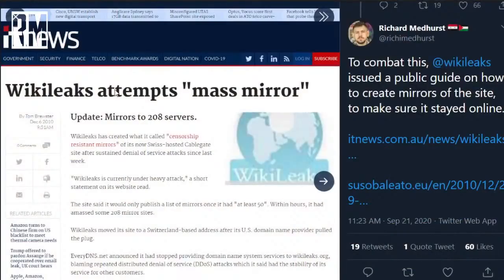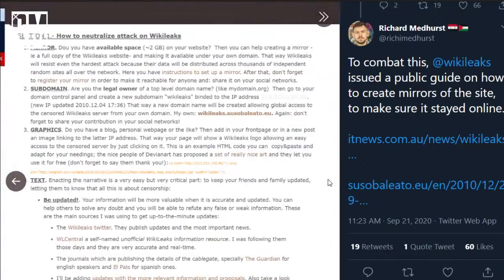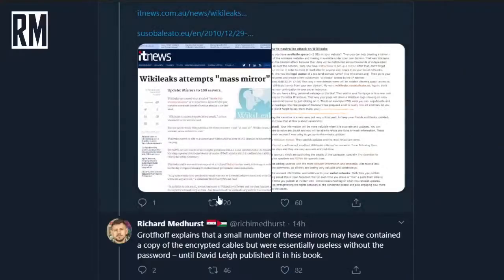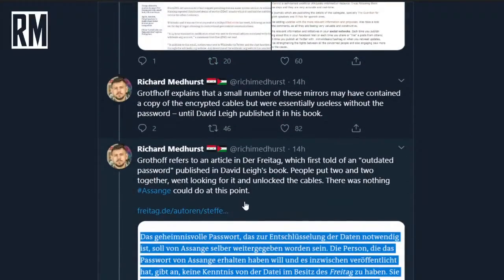So you can see here, these are articles from the time from December 2010 when they were having all of these attacks and then put out these calls for people to mirror their websites. You can see here, they're mirroring to hundreds of servers, and there's a very big undertaking for this. So here was their guide also, how to do that. There you go. Okay, so that's how we're establishing how this file actually got out.